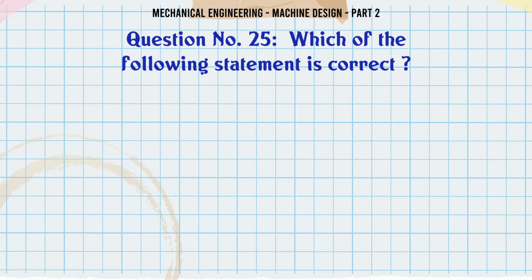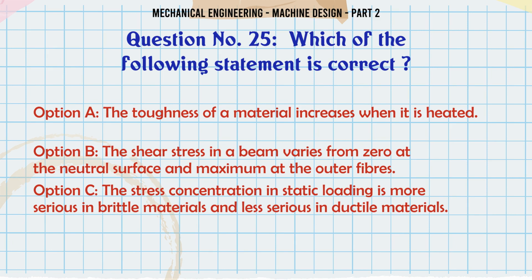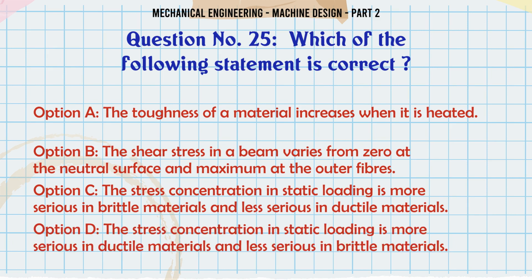Which of the following statement is correct? A. The toughness of a material increases when it is heated. B. The shear stress in a beam varies from zero at the neutral surface and maximum at the outer fibers. C. The stress concentration in static loading is more serious in brittle materials and less serious in ductile materials. D. The stress concentration in static loading is more serious in ductile materials and less serious in brittle materials.